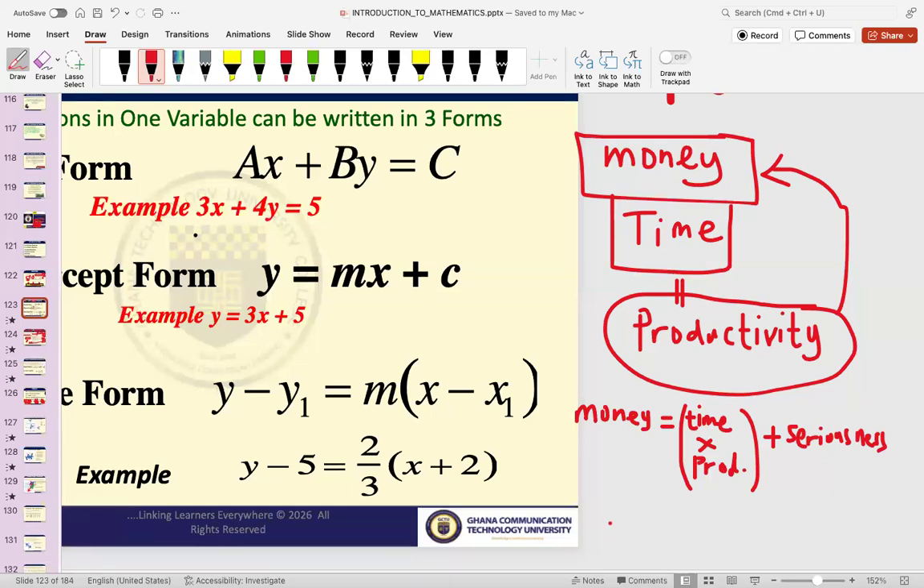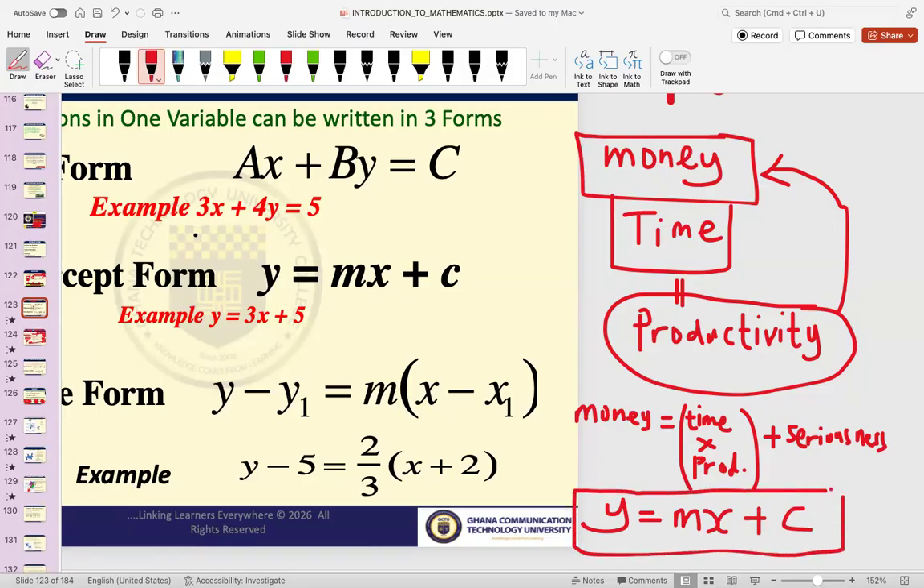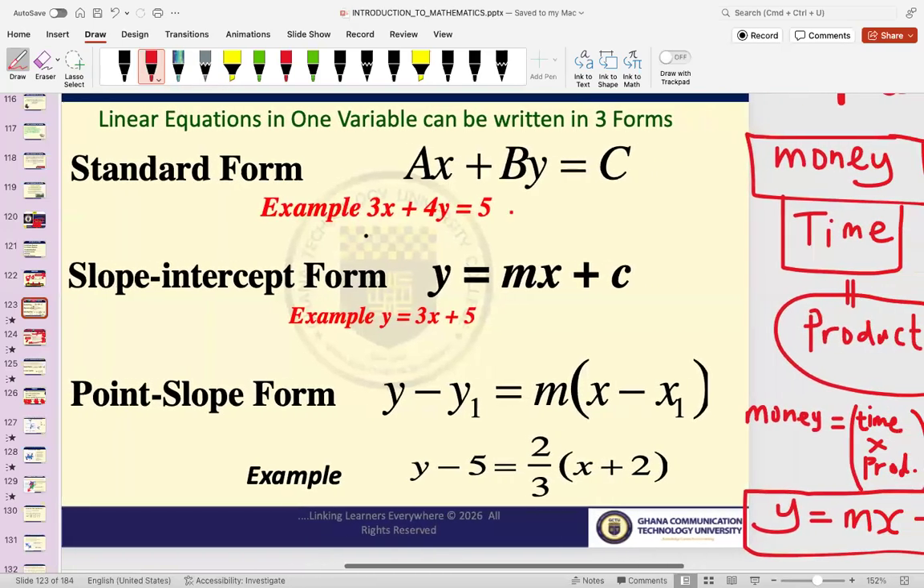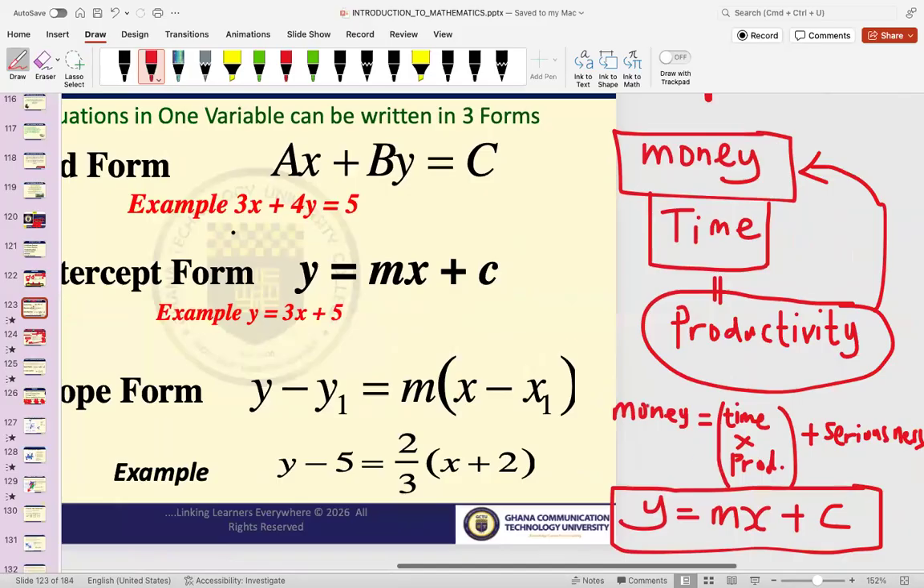So the money is your Y. The time is your M. The productivity is the X. The seriousness is the C. It means you need all these to be able to get good money. Now, these are the arrangements you can do with what I've written.